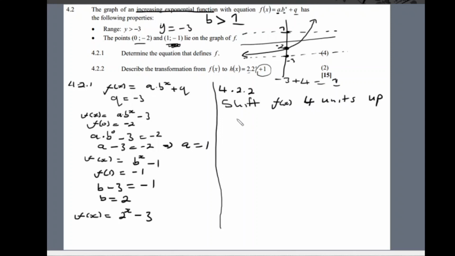And then when you shift f of x 4 units up, you'll have f of x is equals to 2 to the power x plus 1, right? So now we have to find out what happened to the 2 here, right? So now, when they shifted 4 units up, the function would come to this point, right? When they shift 4 units up, right?